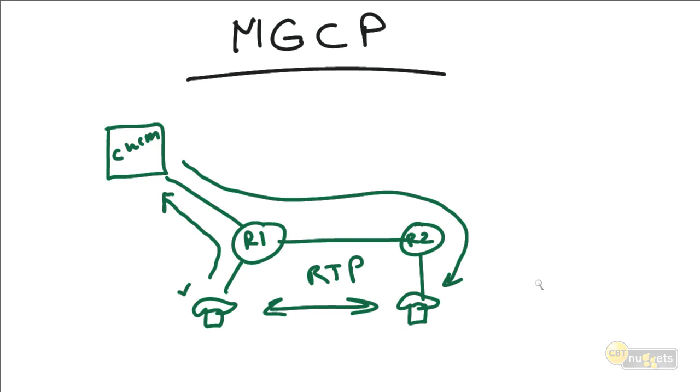So, in an MGCP network, we have what's called a call agent. And that's the role here played by CUCM. And this call agent is responsible for controlling these MGCP gateway devices, in our case, these routers that don't have any forwarding intelligence inside them. Instead, they rely on the call agent.